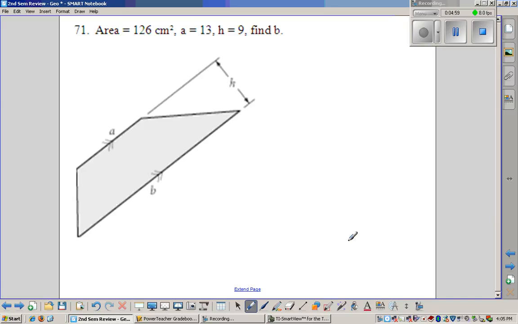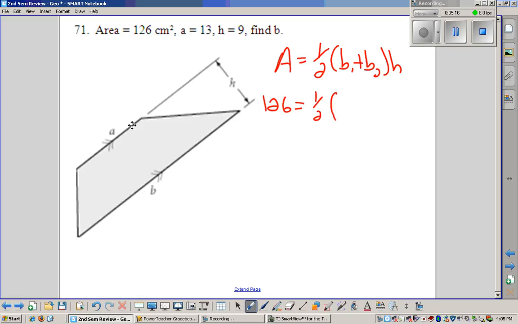Okay, we're on to another trapezoid. They give us the area, so we use the formula for a trapezoid. Put in everything we know. 26 for the area. Half, a is base 1, so put in 13, plus b, we don't know, the other base, times the height of 9. That gives us all that. So now we're going to undo it all.